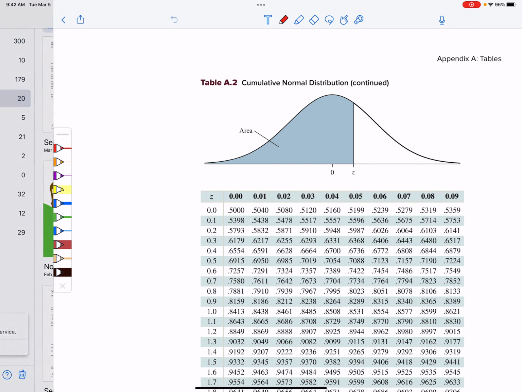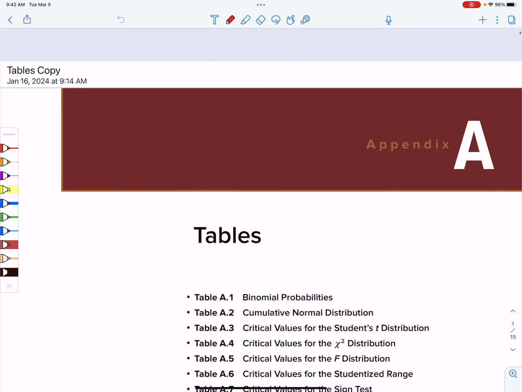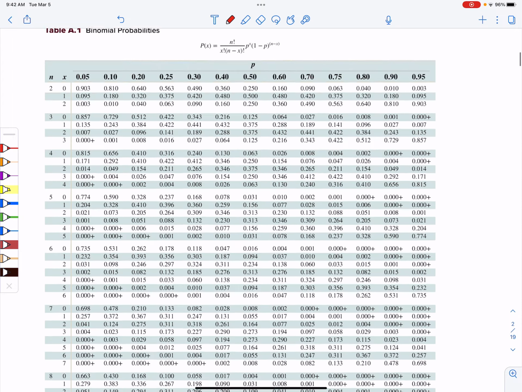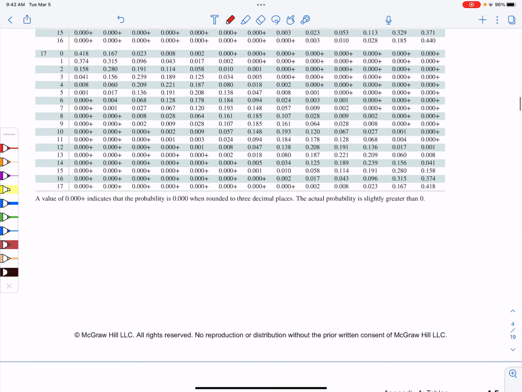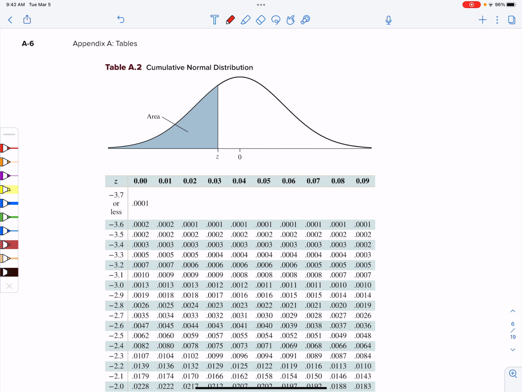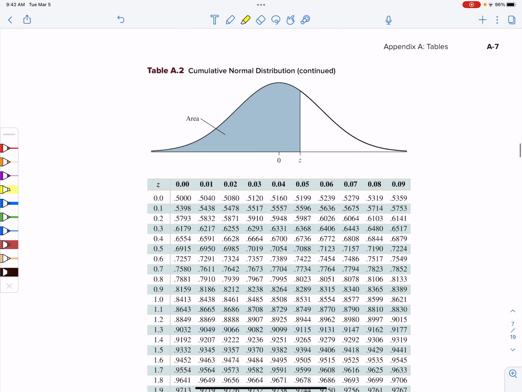All right, and when you open up those tables, the first page looks like this. It kind of gives you a rundown on what's included. The table that we use for Z is table A2, the cumulative normal distribution. All right, so let's scroll down there. You got to go through some pages of the binomial first, but then you should come to table A2 and it says cumulative normal distribution. It spans 2 pages. You have a page here with negative z-scores. And then the second page of the table looks at positive z-scores.